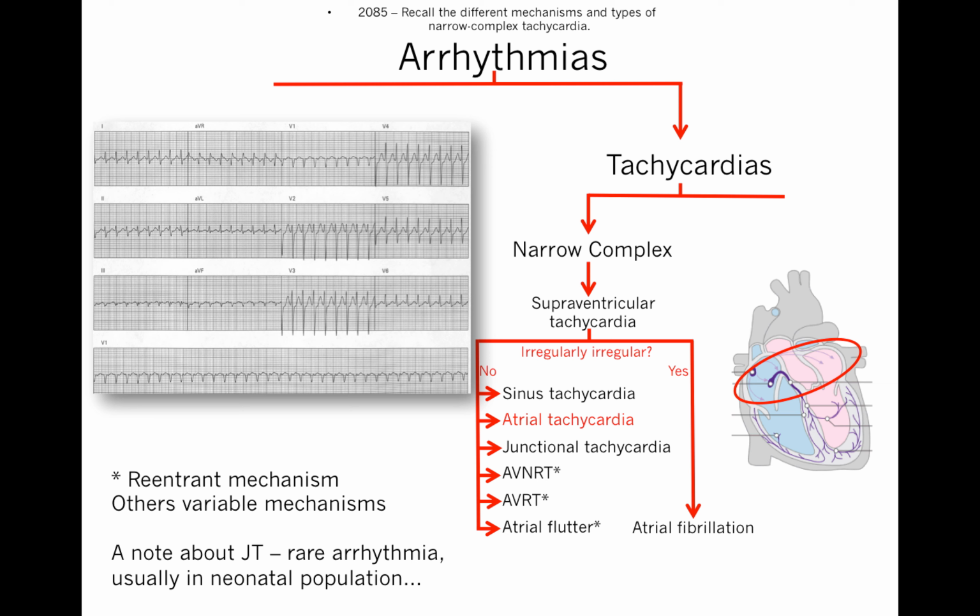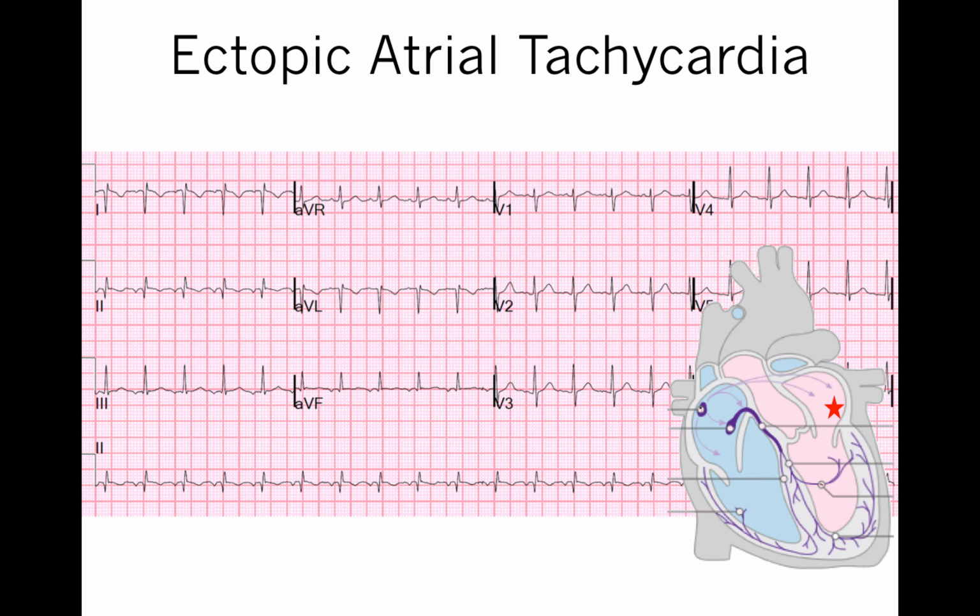Moving on to atrial tachycardia. Normally, the electrical impulses originate in the sinus node. But if a different part of the atria takes over, for example, the pulmonary veins in the back of the left atrium are common causes of atrial tachycardias. So if cells within the pulmonary veins take over and start depolarizing at a faster rate than the sinus node, then they will suppress the sinus node and take over the rhythm.